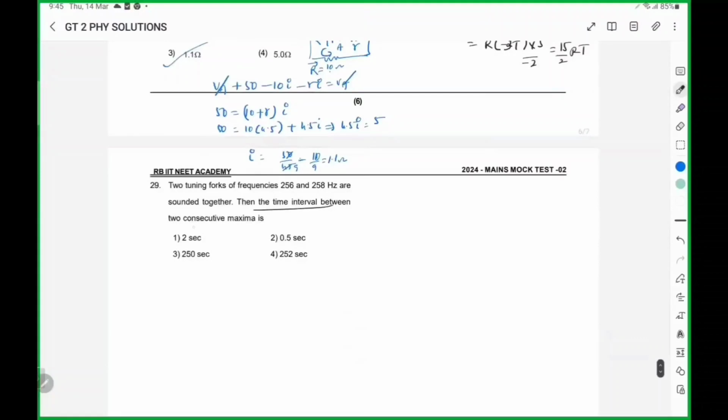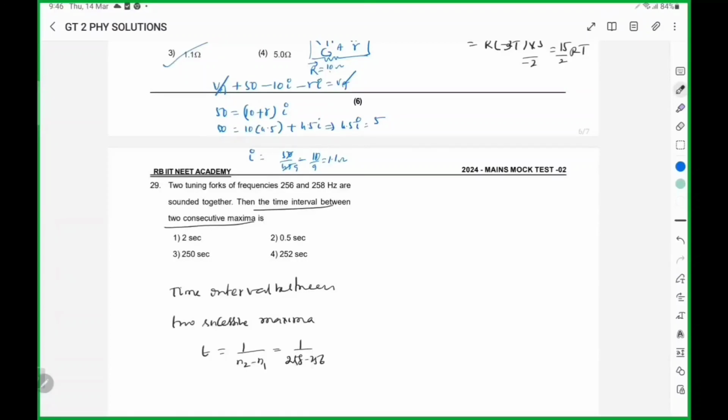So the time interval between two successive maxima is 1 by n2 minus n1. If it is maximum to minimum, it means 1 by 2 into n2 minus n1, which is 0.5 seconds.